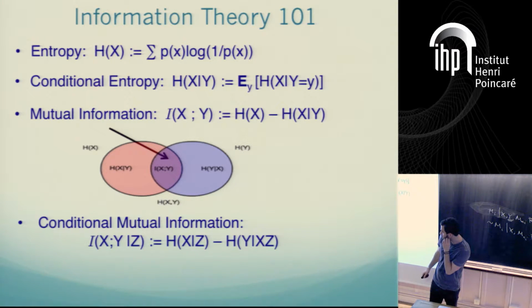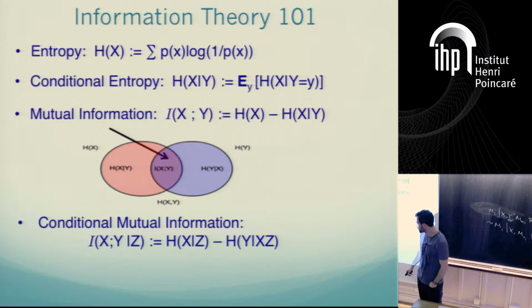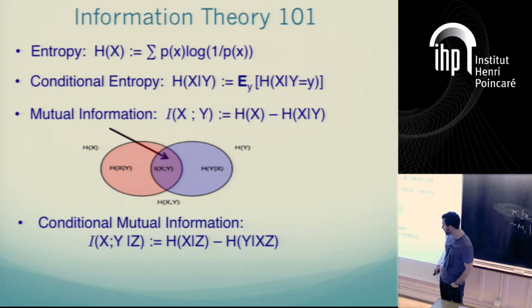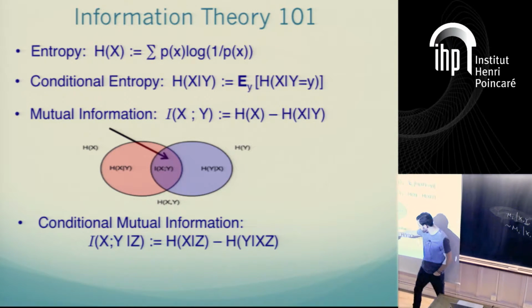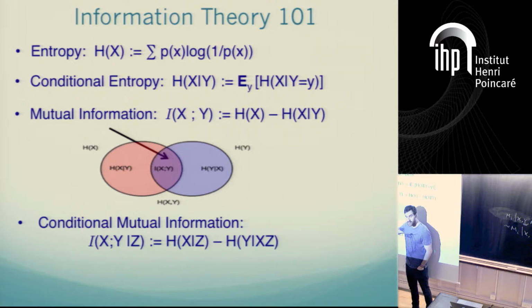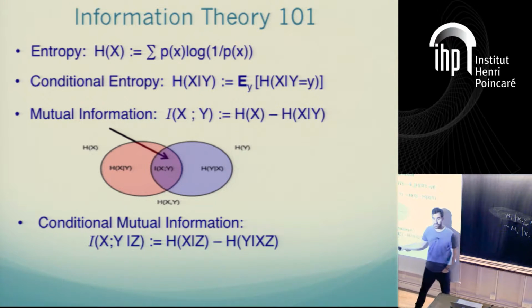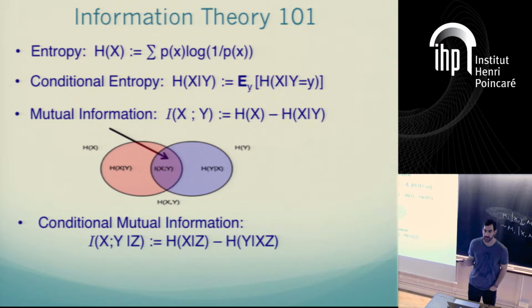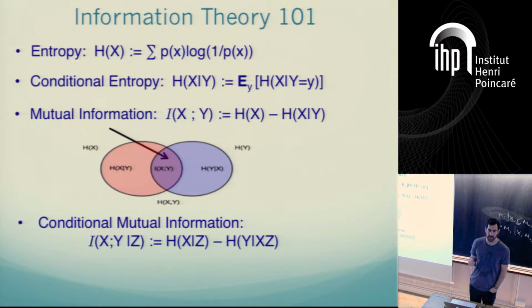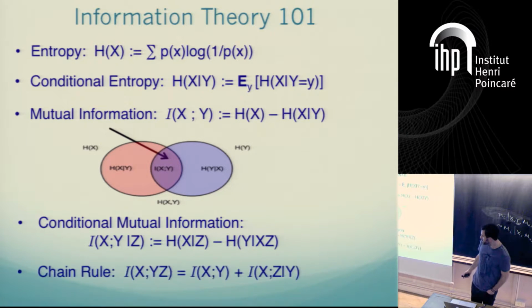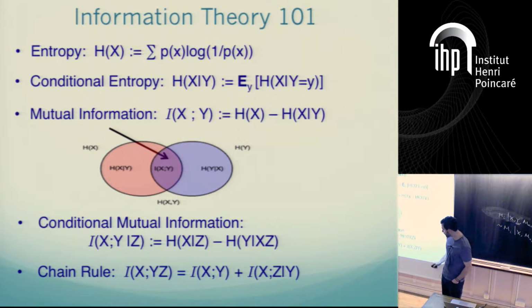And finally, we'll use the notion of a conditional mutual information, which is the average information that X reveals on Y when we condition on a random variable Z. Okay, and this is essentially all we will need to formalize everything we need. Okay, and we'll use the chain rule for mutual information.